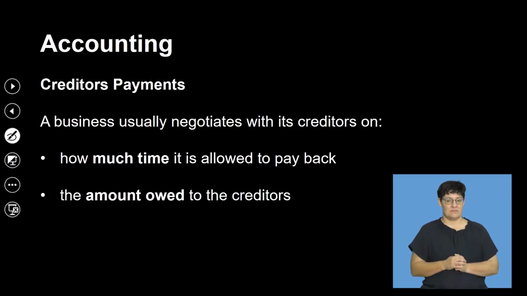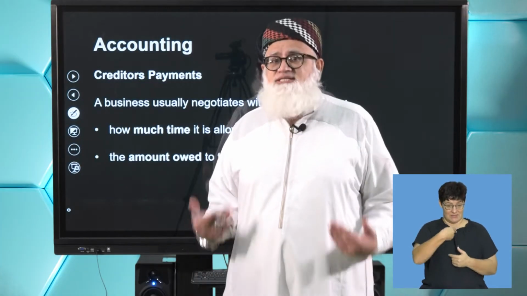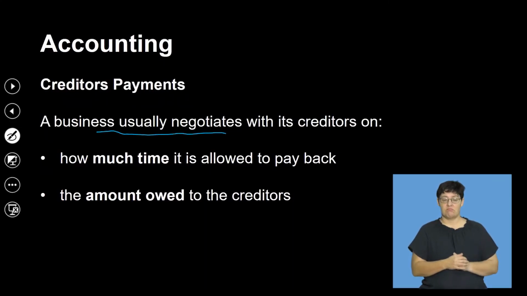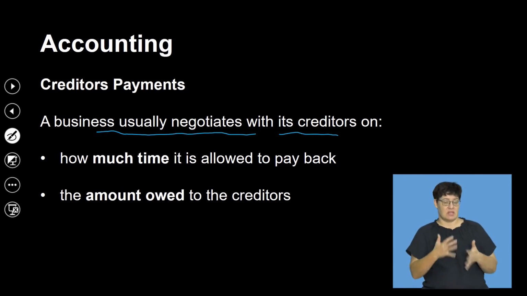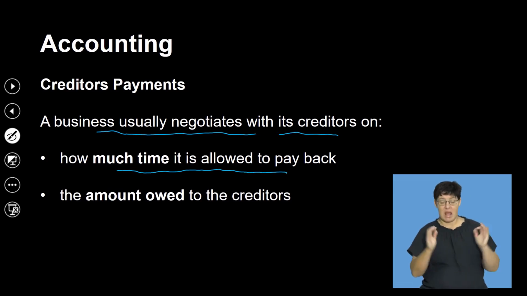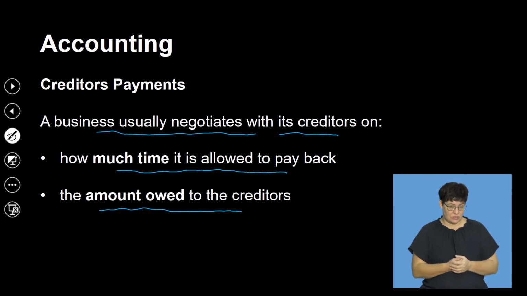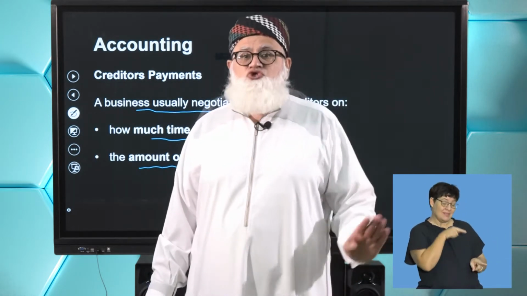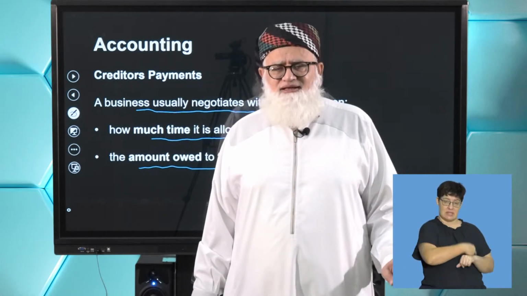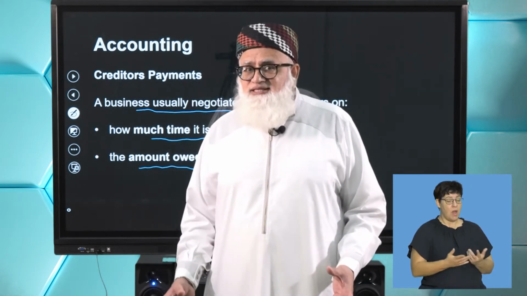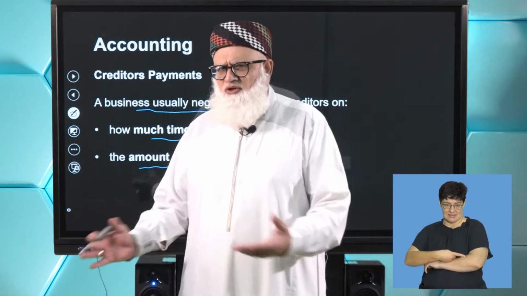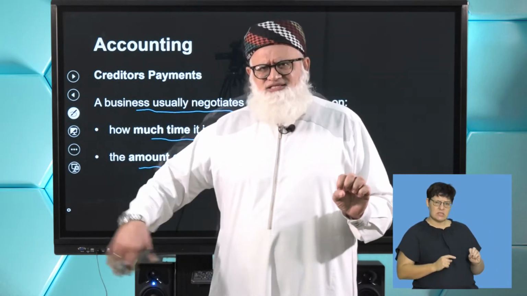When it comes to our creditors, obviously, due process needs to be followed. Number one, a business usually negotiates with its creditors on, one, how much time is allowed to pay back, and two, the amount owed to our creditors. Now, what do we normally use as a basis for working? Remember with debtors, we said we expect our debtors to settle their accounts within 30 days, right? Very often, what is negotiated with our creditors is a payment period of 60 days. Now the question is, why 30 from your debtors and 60 to your creditors?